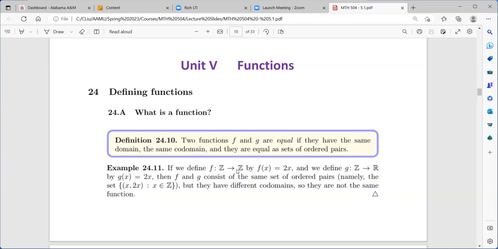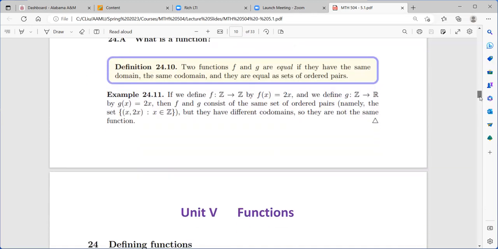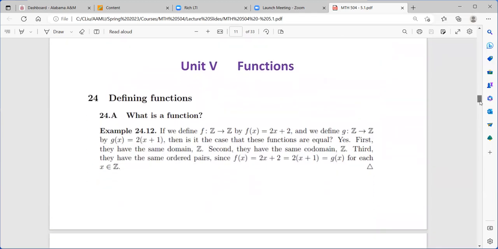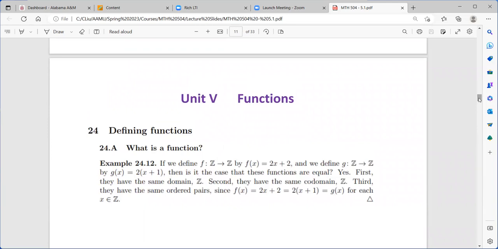So you can see codomains can be different, and codomain is not the same as the range. Once again, you can see that. So we just do these things very detailed and very carefully.